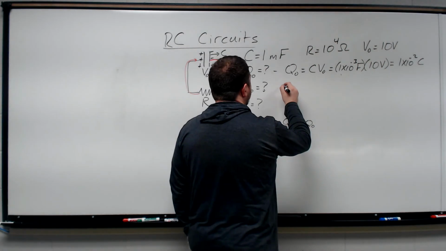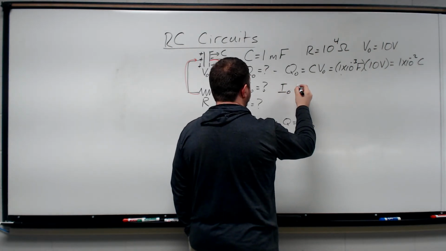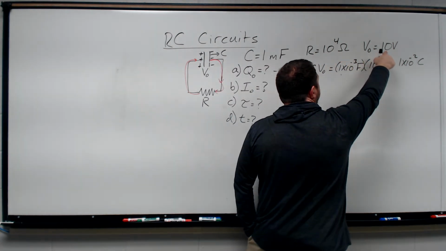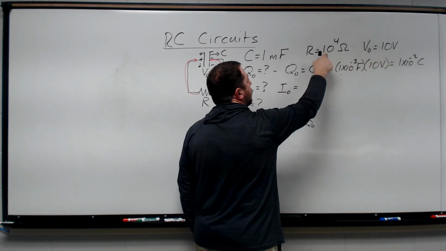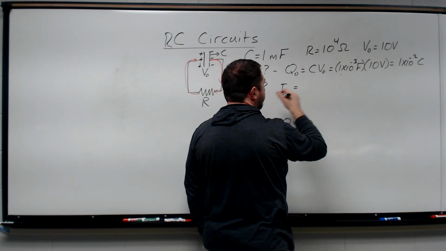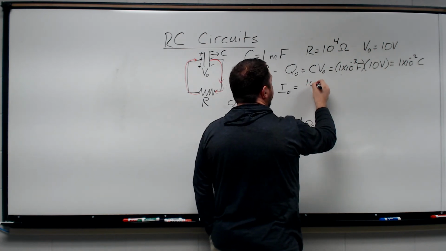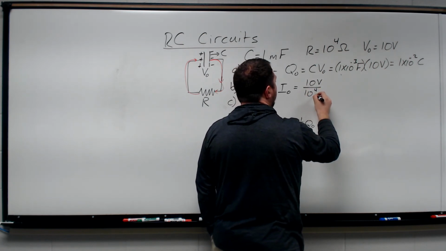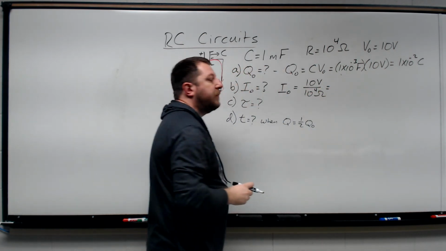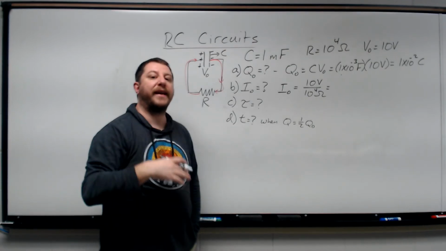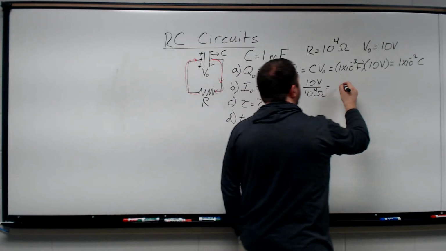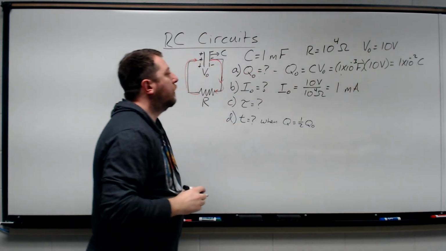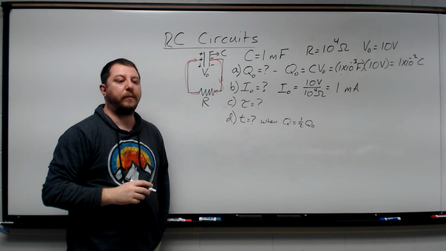And my initial current in the system is just going to be the voltage that the capacitor was charged to divided by the resistance. So this is going to be 10 volts divided by 10 to the 4th ohms, or 10 divided by 10,000 is 1/1000th, or this is going to be 1 milliamp, okay? So my current is going to be 1 milliamp.